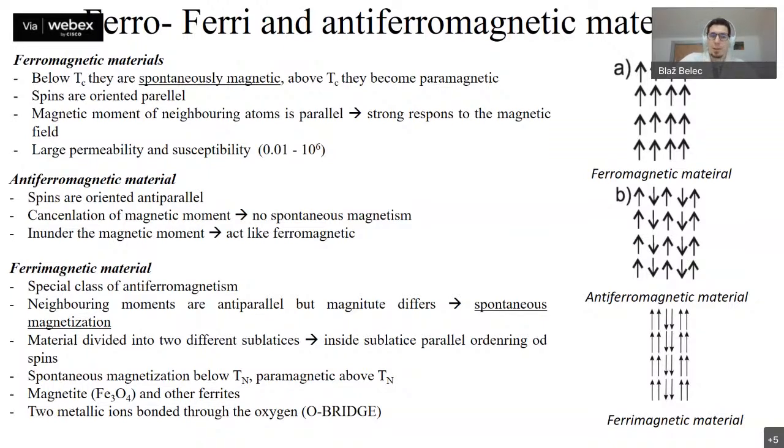And they have spontaneous magnetization below the Néel temperature, but become paramagnetic again above this Néel temperature. This Néel temperature is analogous to the Curie temperature. So above this temperature, the spontaneous magnetization vanishes, and we get a material which is paramagnetic.